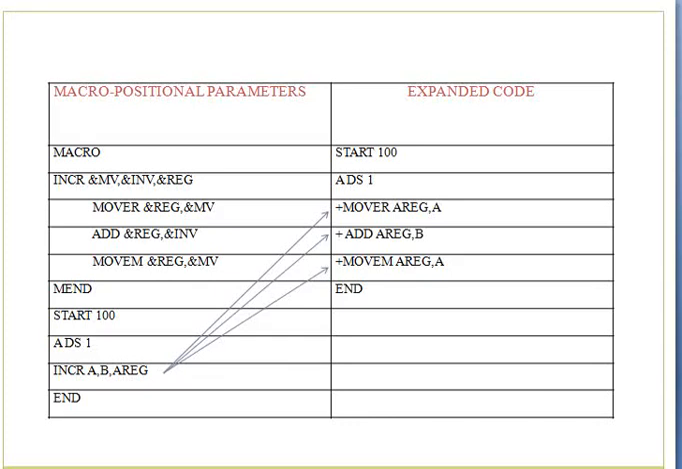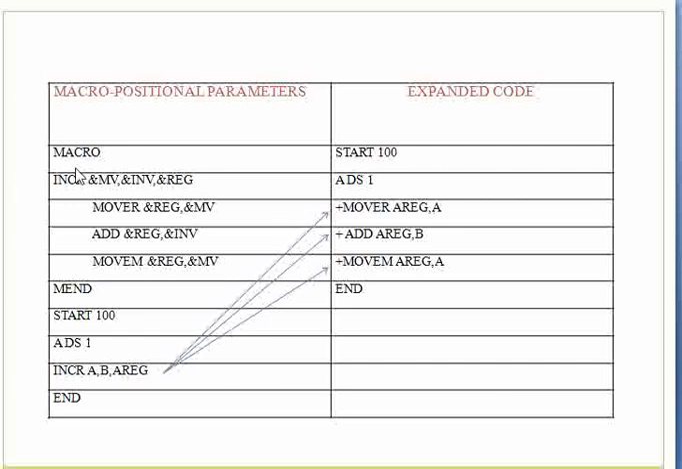What we are going to see today is conditional expansion. That is, we look at statements like AIF, AGO, and sequencing symbols that can occur in our macro. Now, given here is a simple example of a macro containing positional parameters.